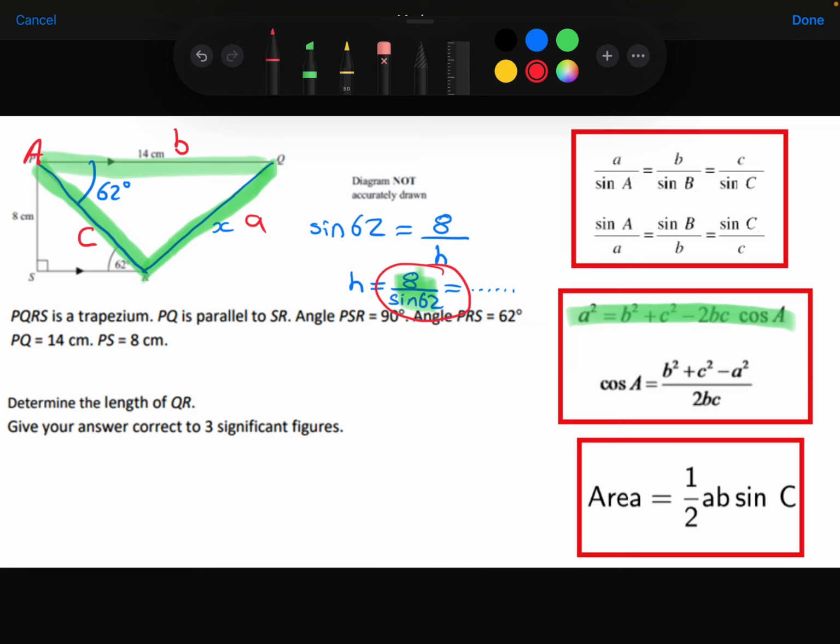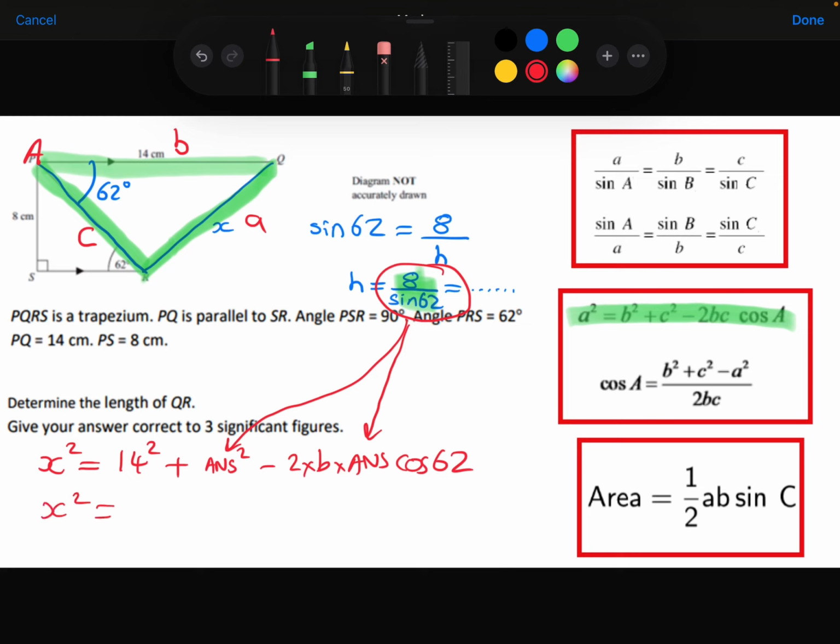Applying the cosine rule then, I will have A squared equals B squared plus C squared minus 2 times B times C times cos 62. Put all of that into your calculator and remember to square root, and that is your answer for the length QR.